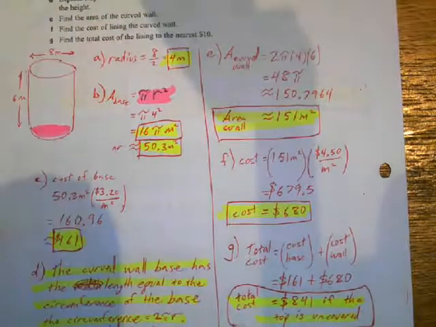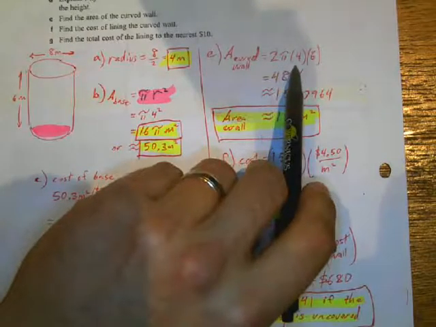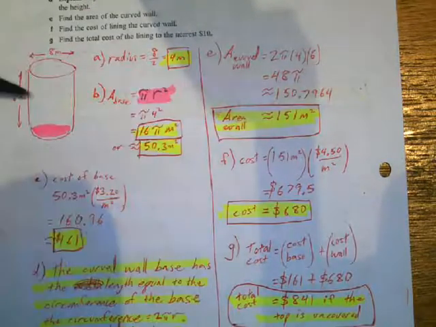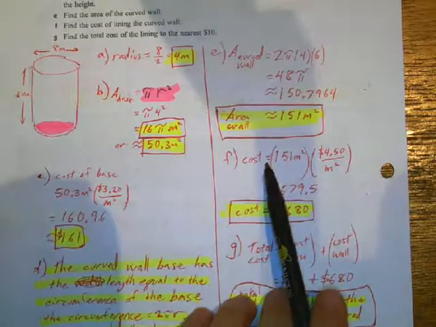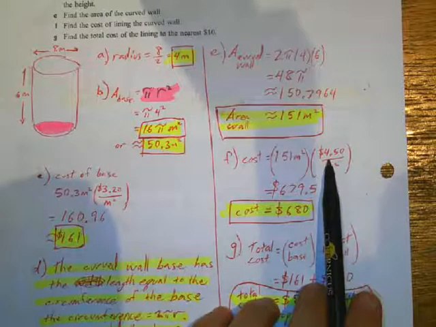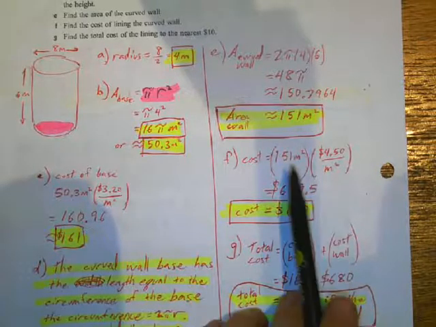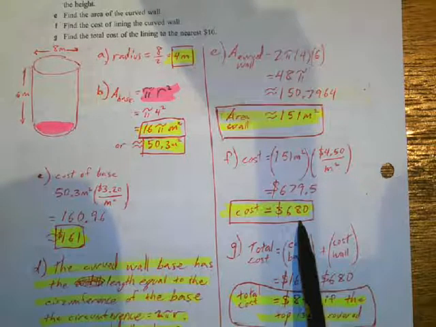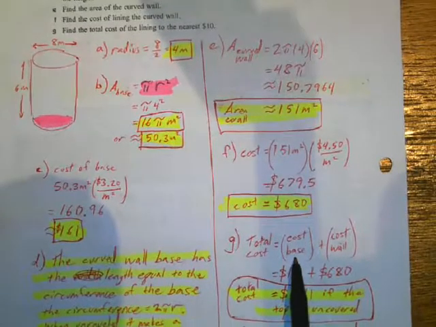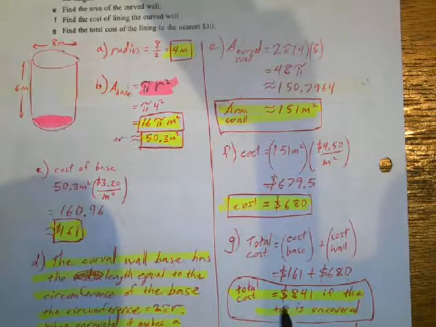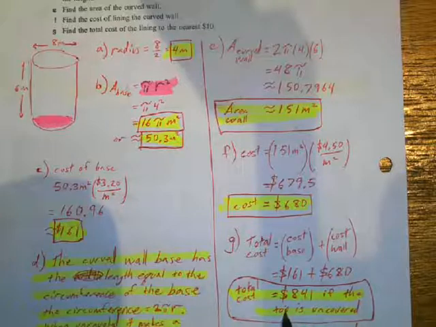Question E. So the area of the curved wall is 2 pi, and the r is 4, and our height is 6. So then we end up with this area. Our cost of the curved wall is $4.50 per meter squared. Multiply those together. Here is our cost. To figure out the total cost of everything, we add the cost of the base plus the cost of the wall, and we get our total cost of $841, and that is only if it doesn't have a top.